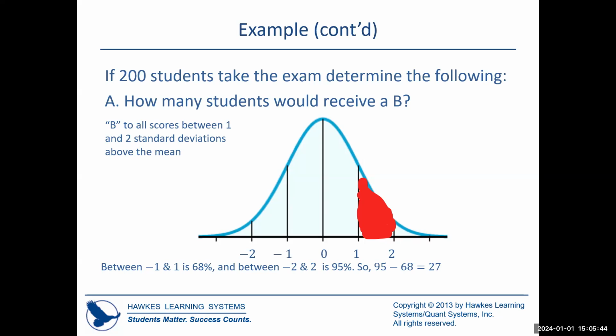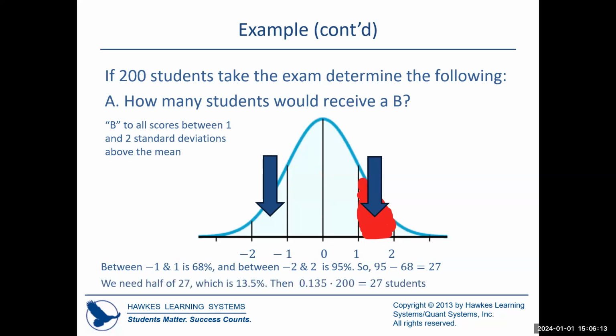How do I know this? Well, that's what the rule says a few slides ago. So if I deduct 95 minus 68, that leaves me with 27, okay? So that 27 would be in the area that I've shaded in red, and in the area between -1 and -2 standard deviations. Now, someone's going to ask, well, why? Because of symmetry, okay?